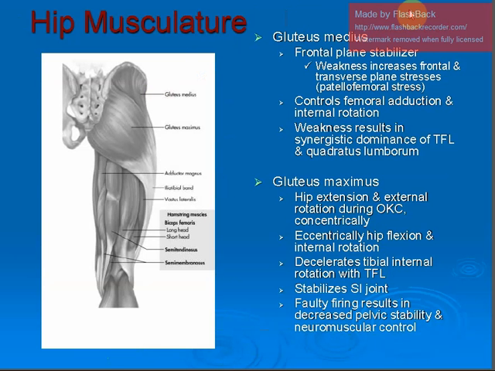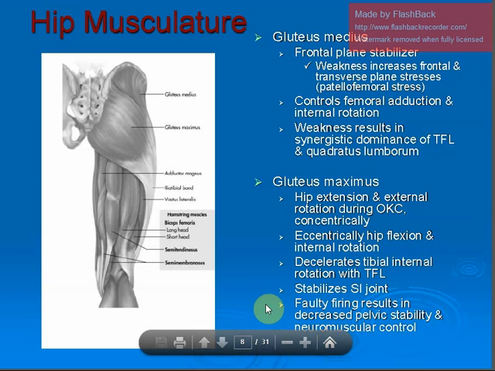Gluteus medius is a frontal plane stabilizer, and its weakness increases frontal and transverse plane stresses, including patellofemoral stresses. It controls femoral adduction and internal rotation. Its weakness results in synergistic dominance of the TFL and quadratus lumborum. Now the gluteus maximus is main for hip extension and external rotation during the open kinetic chain. Concentrically, and eccentrically, hip flexion and internal rotation take place. It decelerates tibial internal rotation, and with TFL stabilizes the SI joint, and faulty firing results in decreased pelvic stability and neuromuscular control.